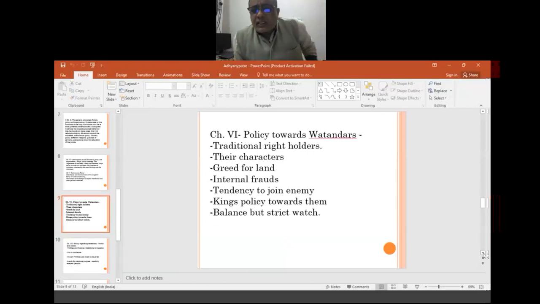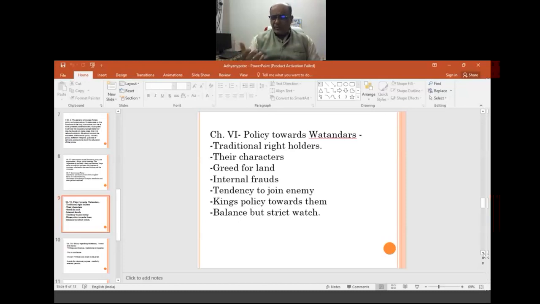What policy should be followed towards the Vatandar is elaborated in chapter 6. Now, Vatandars used to be a kind of hereditary zamindar who had the land of their influence, which is called Vatan. They are traditional right holders. The book talks about their character. They are very greedy for land, and always looking for an opportunity to encroach on the land of the neighboring Vatandar, the neighboring zamindar.